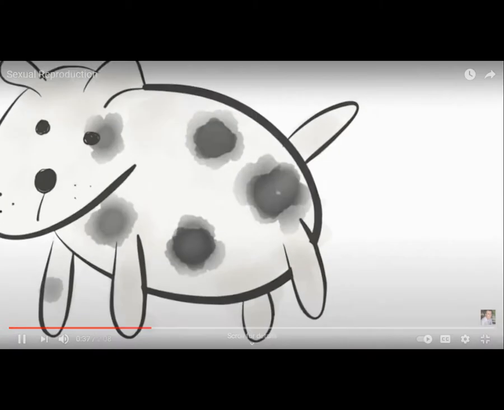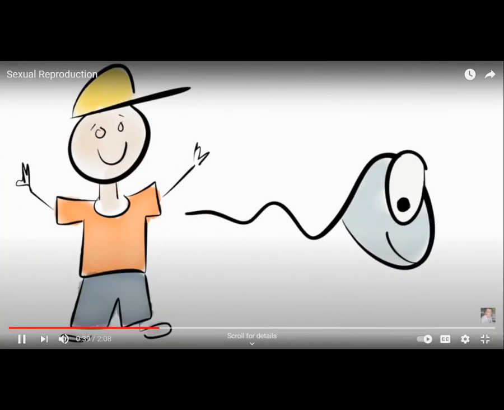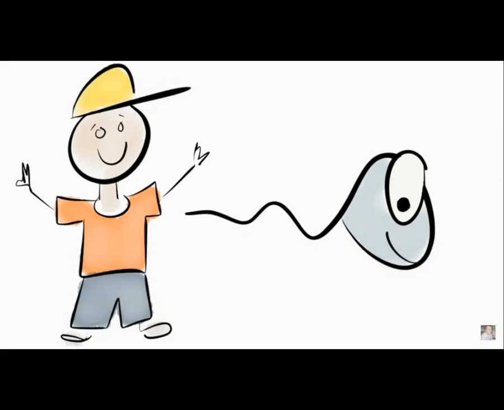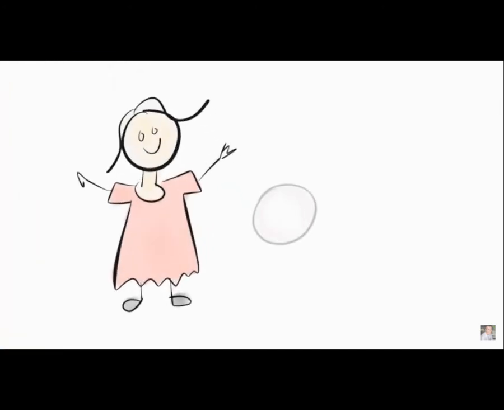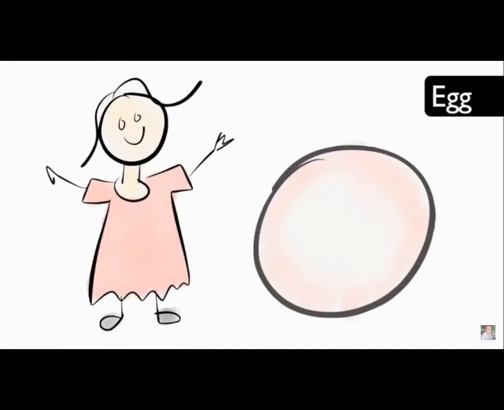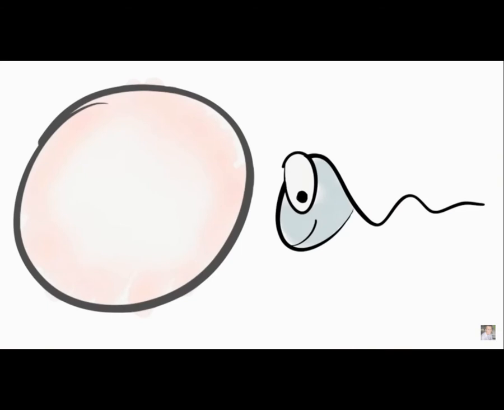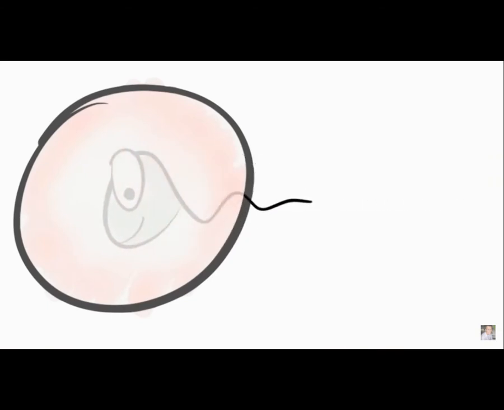The male reproductive cell is called the sperm. The sperm contains 50% of the father's genes. The female reproductive cell is called the egg. An egg cell contains 50% of the mother's genes. When the two cells join together, the genetic material combines. The joining of reproductive cells is called fertilization.